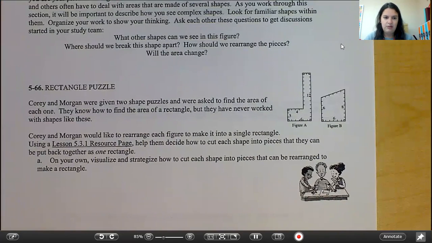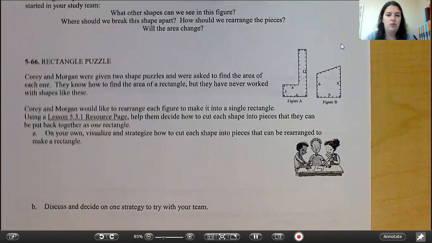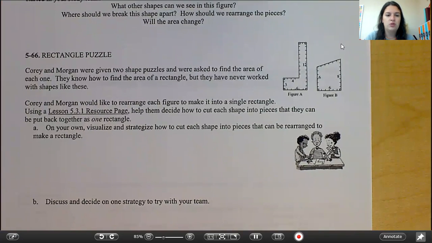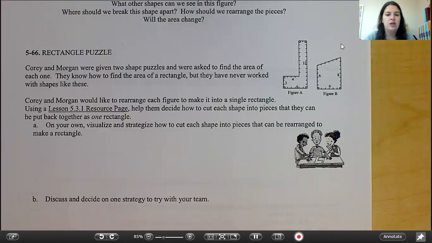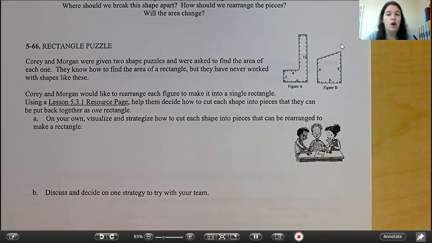Corey and Morgan were given two shape puzzles and were asked to find the area of each one. They know how to find the area of a rectangle, but they have never worked with shapes like these. Corey and Morgan would like to rearrange each figure to make it into a single rectangle. Using a resource page, help them decide how to cut each shape into smaller pieces that can be put back together as one rectangle. A, on your own, visualize and strategize how to cut each shape into pieces that can be rearranged to make the rectangle.